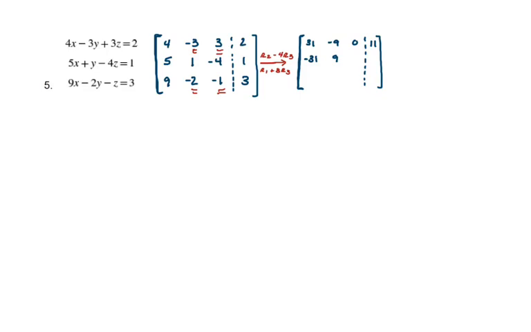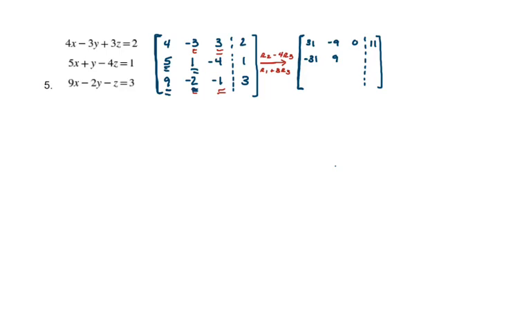And then in row 2, I'm going to subtract 4 times row 3. So 4 times row 3, 4 times 9 is 36. Subtract that from 5, I get negative 31 in my first entry. And then if I take 4 times row 3, which is negative 2, times 4 is negative 8, and I subtract that from 1, I get positive 9.